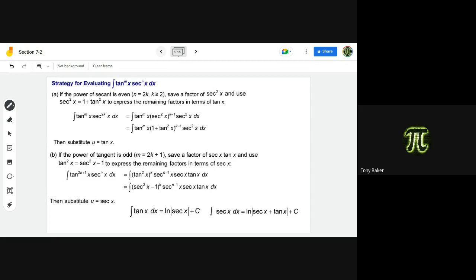If tangent is odd, we're setting u equals secant x. What's the derivative of secant x?